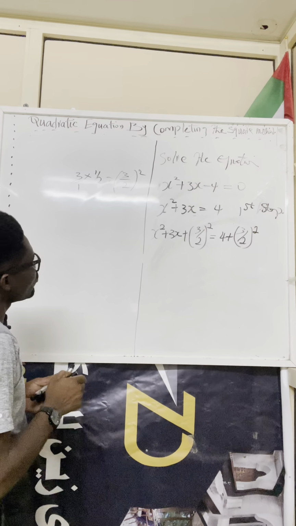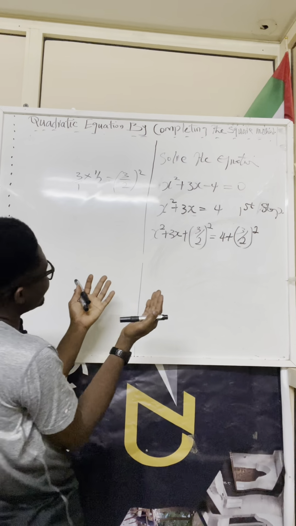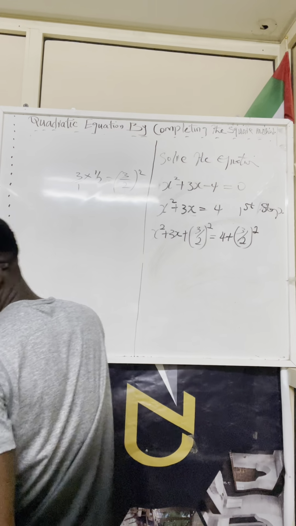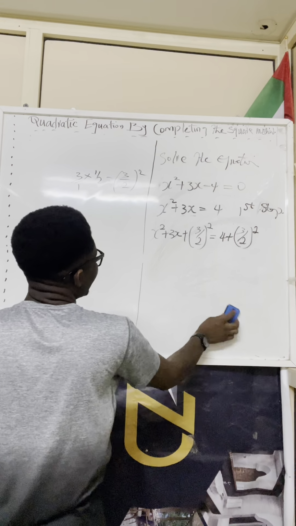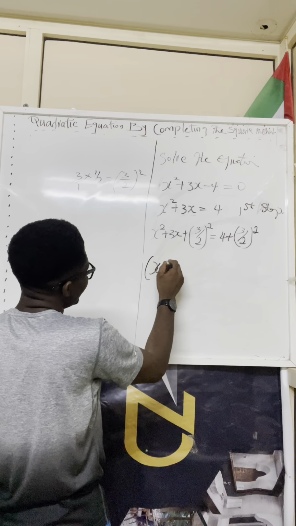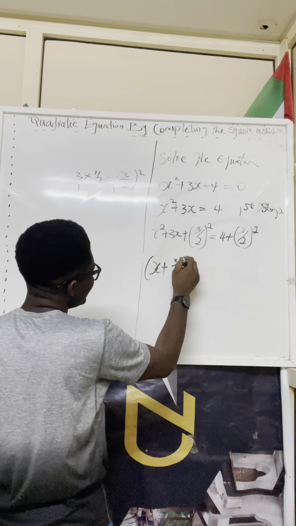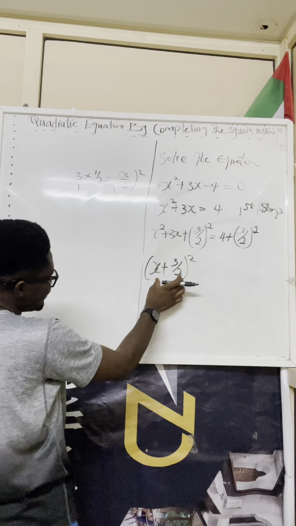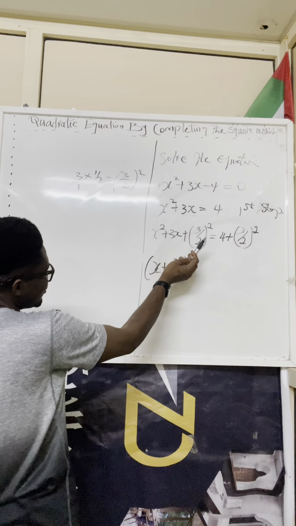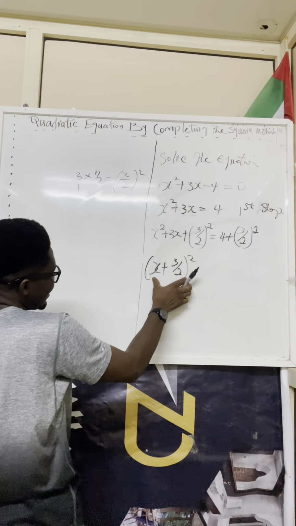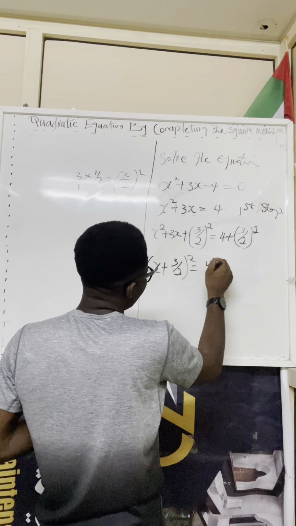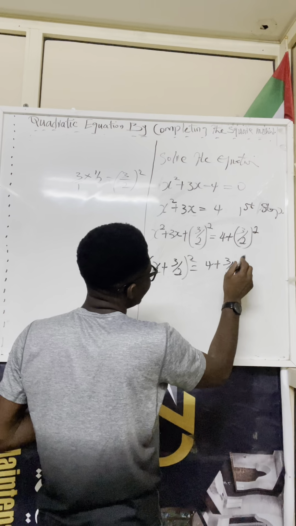So why do this? Just to make this x a perfect square. You make this a perfect square. So here you have x plus 3 over 2 all squared. If I expand this bracket, I will come back to this, so there is no need of repeating this. So you take this x and this one, put them in one bracket and square it, which is equal to 4 plus 3 over 2.